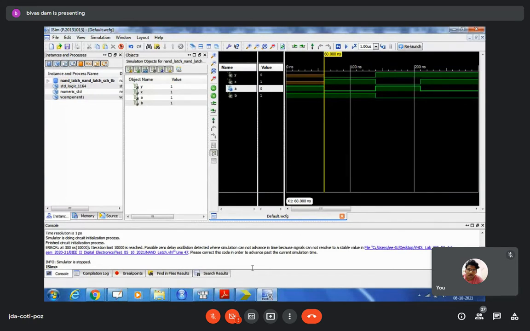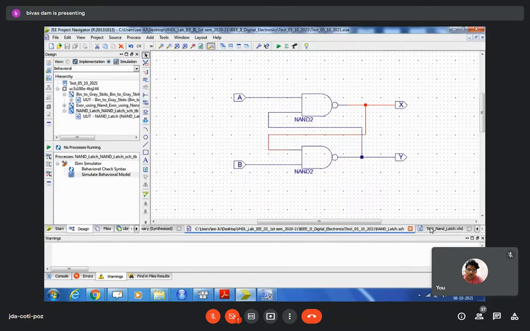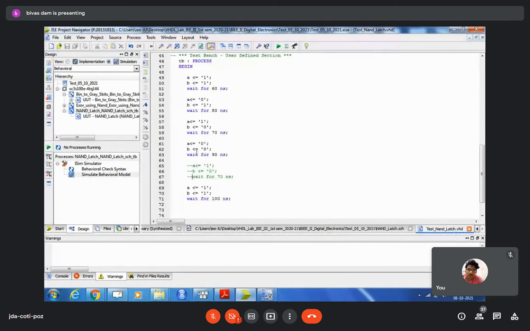Now the problem will occur at some other point. See here, as Udvarsh has taken, I also have taken the same thing. AB both are 0, 0. In case AB both are 0, 0, what will happen to the NAND latch output? That means AB 0, 0. What is this input condition? Is it allowed? No, sir. This is not allowed. But he has taken it, and I have also taken it to see what happens.